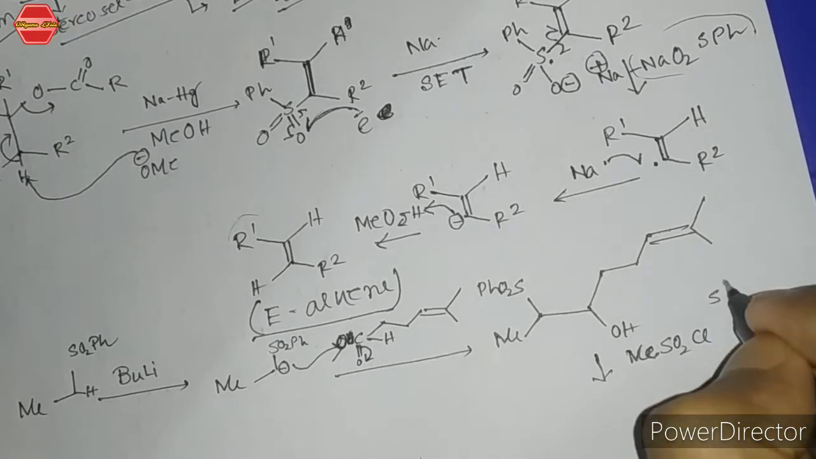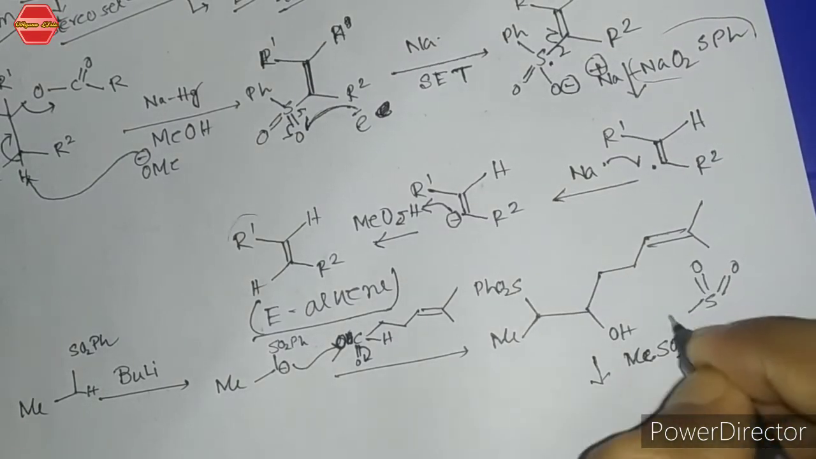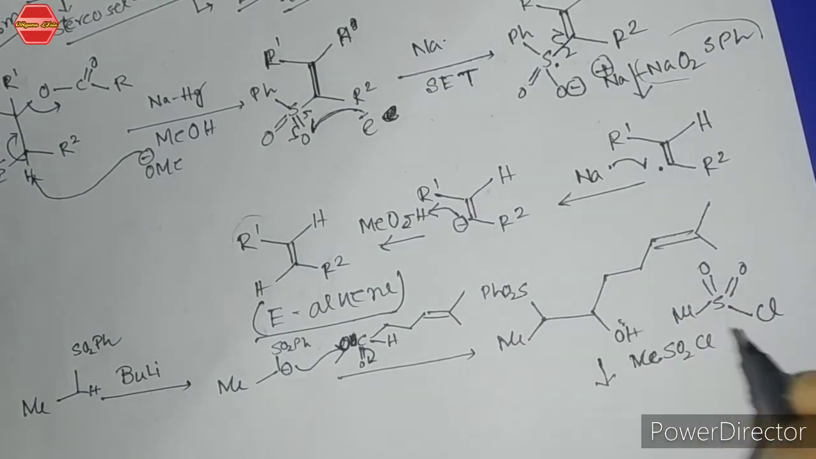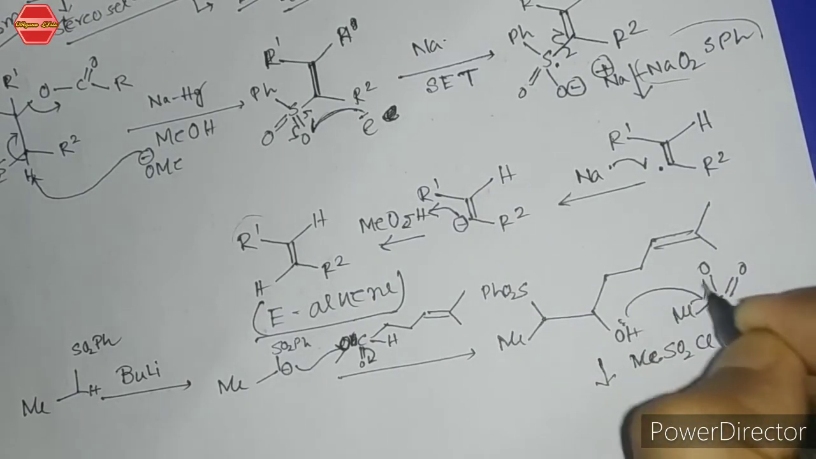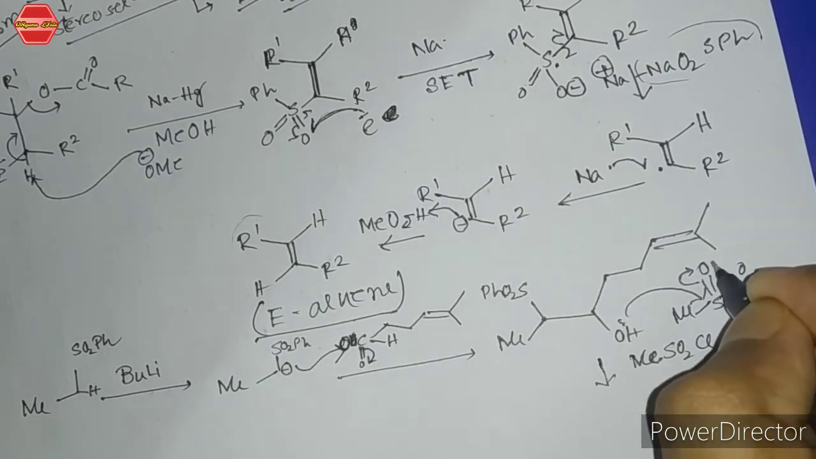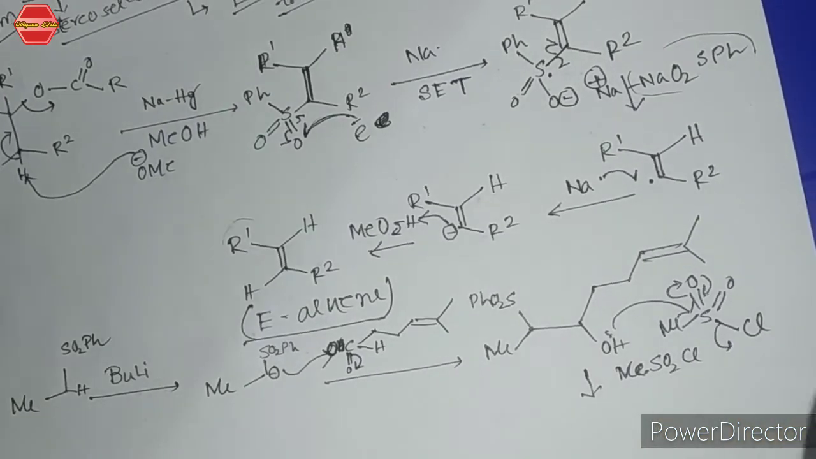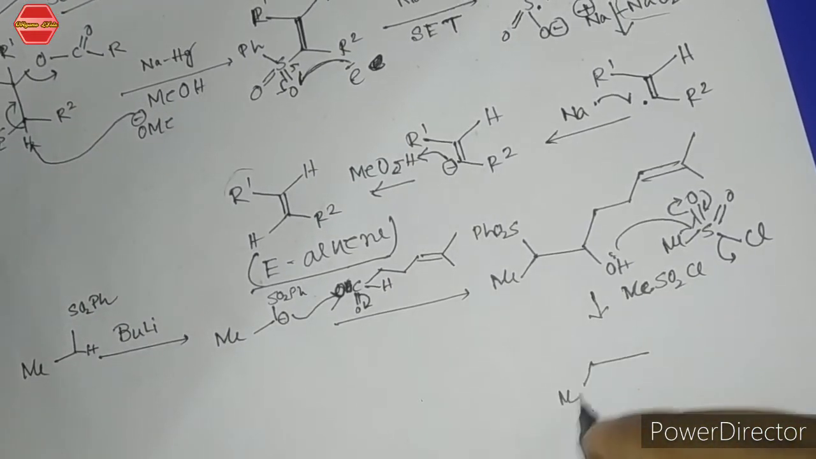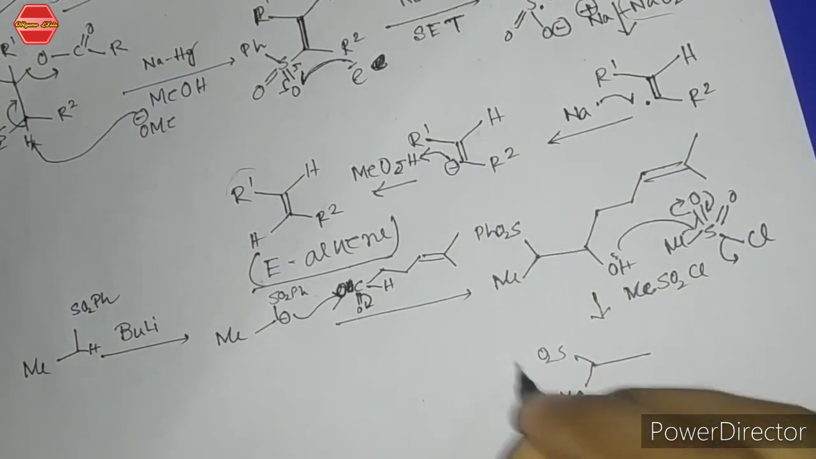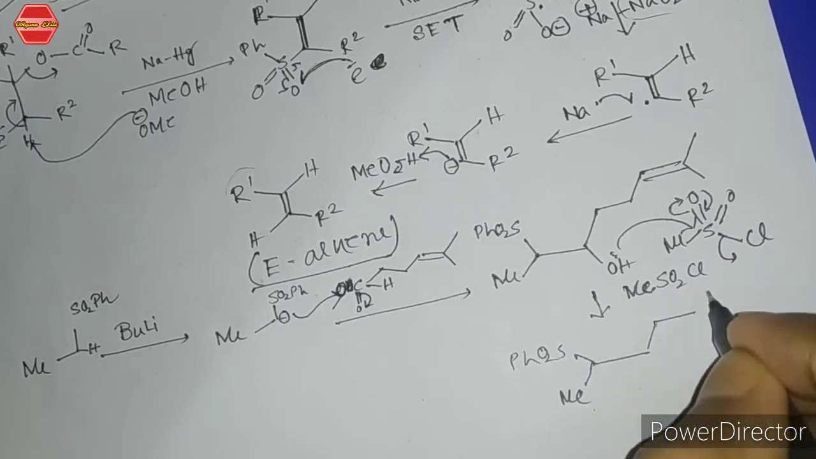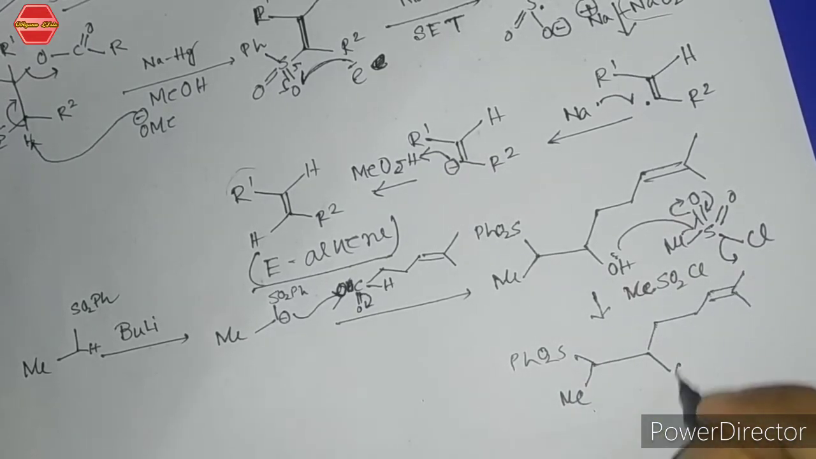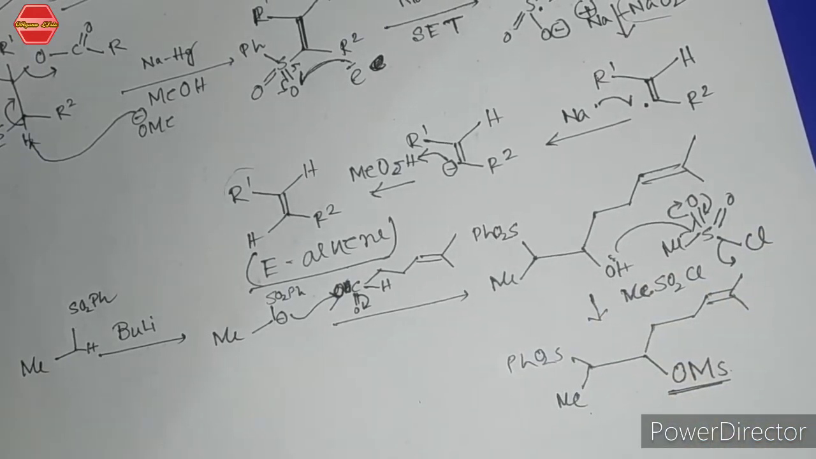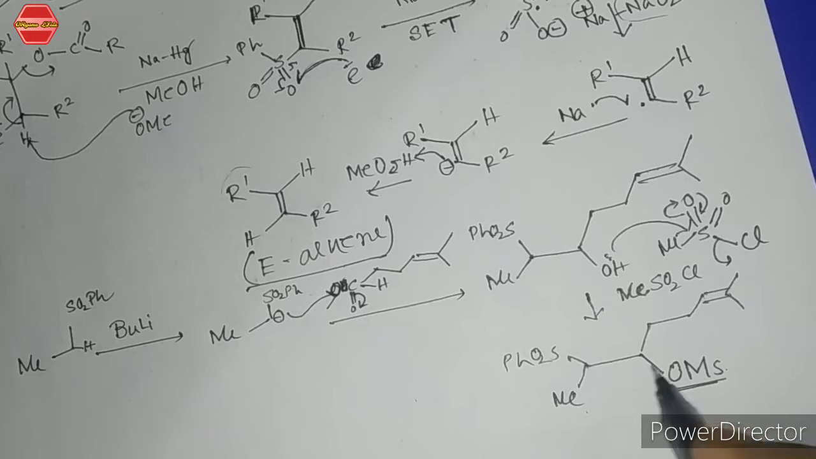Okay, now what is the structure? The structure is like that: double bond O, there is Me and Cl. Now this oxygen has a lone pair of electrons, it can attack on the sulfur atom, there is a breaking of this bond, and this bond goes back and the Cl leaves from the system. So after that we have SO2Ph, this, and I am writing this structure in short as OMs. This is called a mesyl group.